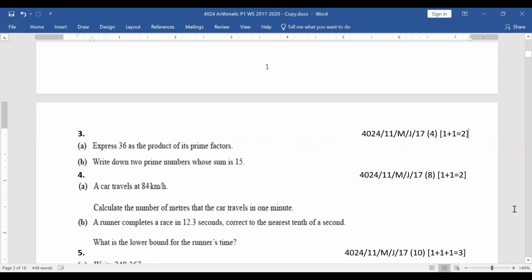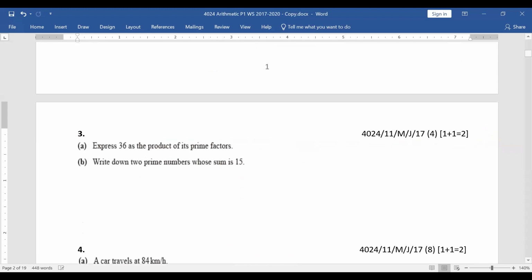Moving to the next question: express 36 as the product of its prime factors. It's very easy. 36 divided by 2 is 18, again divided by 2 is 9, then 3 and 3. So we can write 36 equals 2 squared times 3 squared.